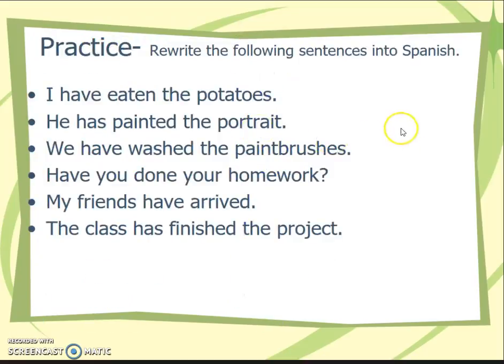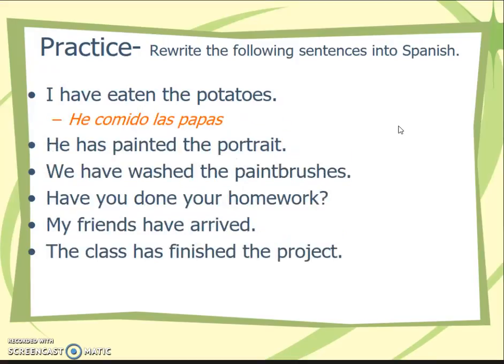Okay, practice. I have eaten the potatoes. So in this case, I'm going to say the yo form of haber, which is he, and then I take to eat, which is comer, and I change it into a participle. So he comido, and then las papas. Super easy.